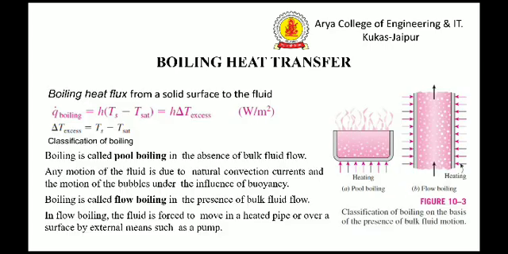Boiling heat flux from a solid surface to the fluid is given by q = h(Ts - Tsat), that is, h times ΔT excess. The unit is watt per meter square. Boiling is called pool boiling in the absence of bulk fluid flow, and boiling is called flow boiling in the presence of bulk fluid flow. In flow boiling, the fluid is forced to move in a heated pipe.